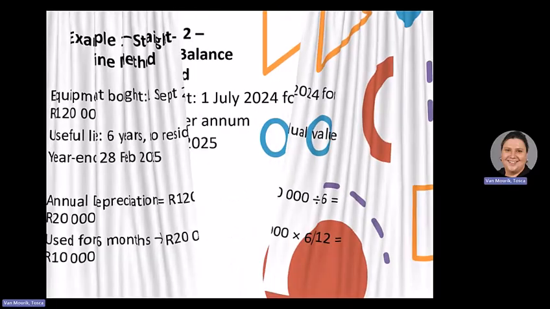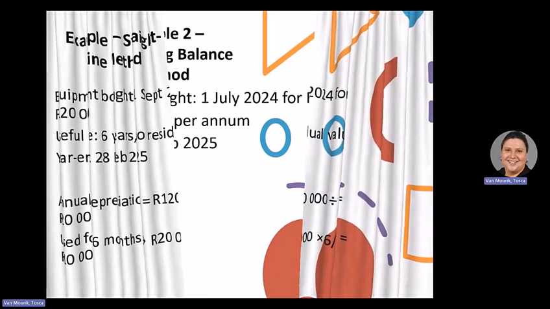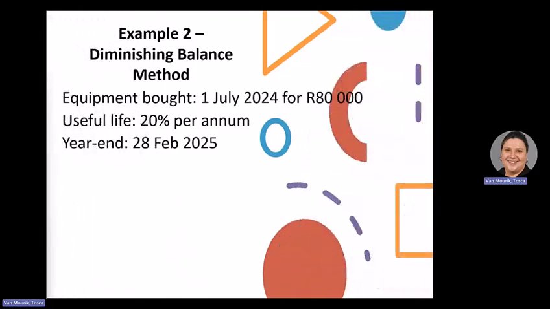Let's look at when it is in the diminishing balance method. So my equipment was bought on 1 July for 80,000. 20% is the useful life. Can you see the difference? So we either gave you in years or a percentage. Okay, so 20% we know that is 5 years.